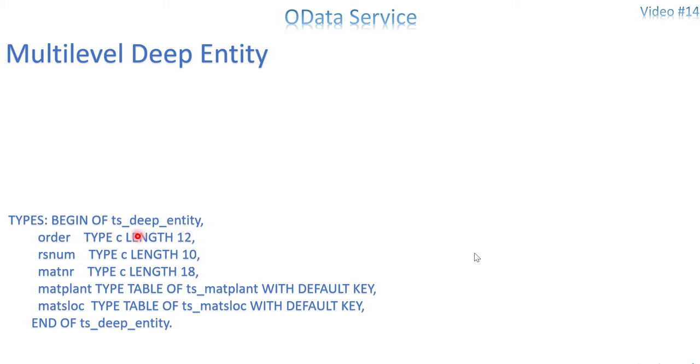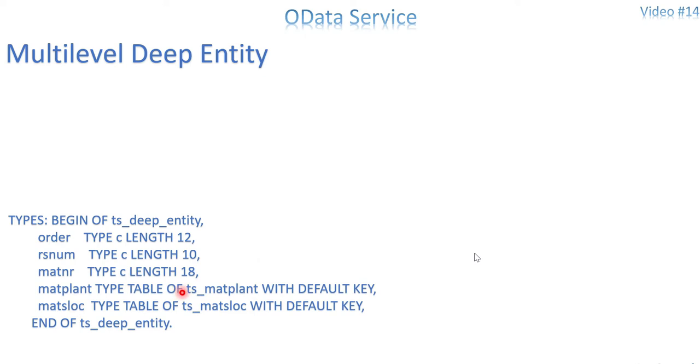So the deep entity set, how we designed it, I want these three to be only a single record. So order, reservation number, material is going to be a single record. And if you want, this is the first level of deep entity, material plant and material location, you have to create an internal table for this. Okay. And don't confuse yourself with material plant and NP1. NP1 is just for your reference. Okay. So this is just the name of your navigation property and type table of. So this is going to be an internal table.